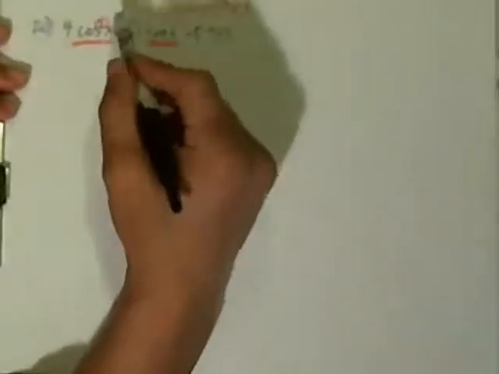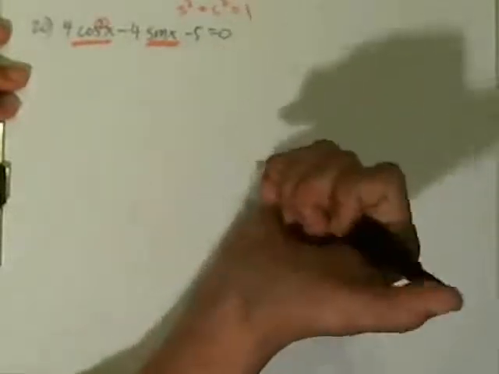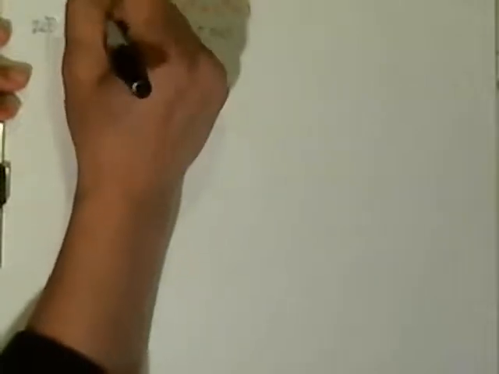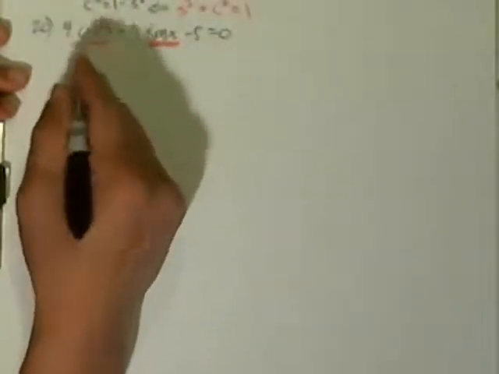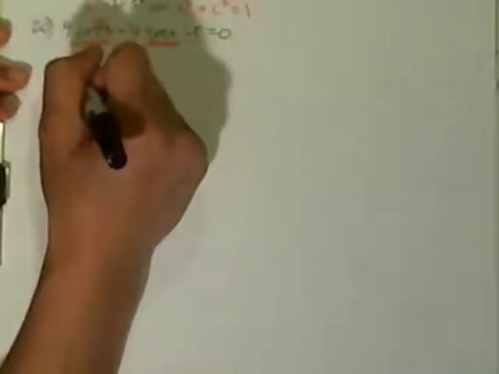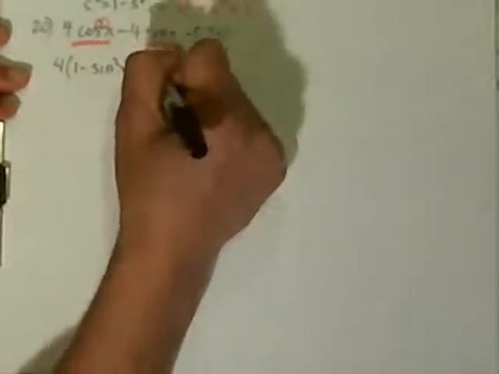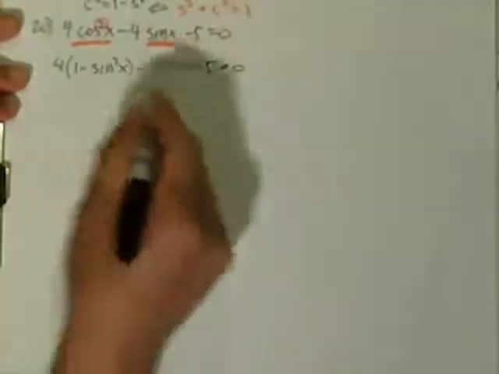Maybe I might prove it to you someday. Maybe I won't. But anyways, we know that cosine squared, if you solve for this, becomes 1 minus sine squared. So I'm going to replace it with 1 minus sine squared. Factor out the 4. It's 4 times 1 minus sine squared of x minus 4 sine of x minus 5 is equal to 0. I just rewrote the rest of the problem.